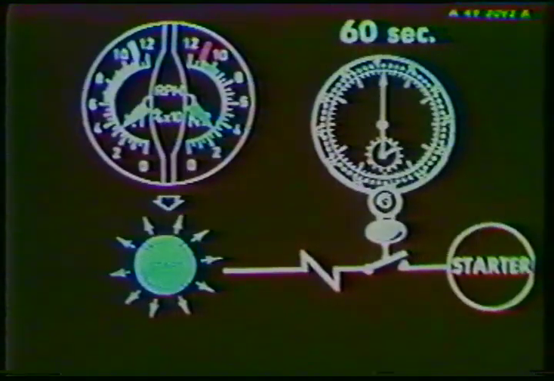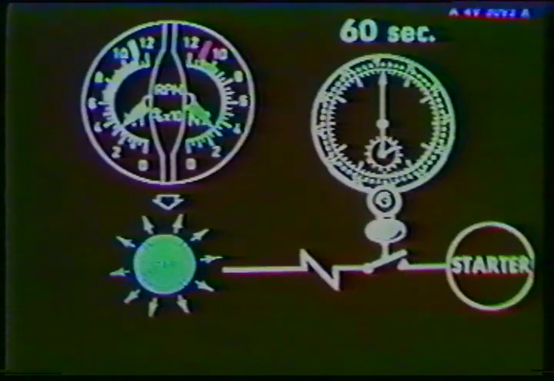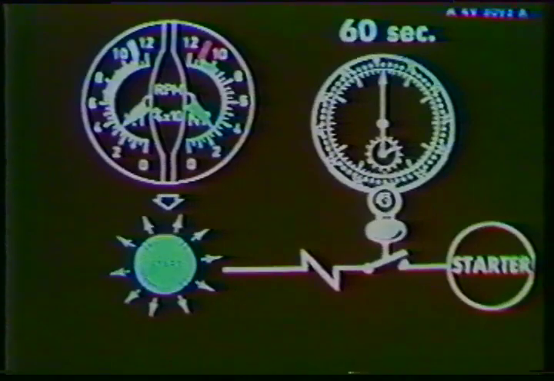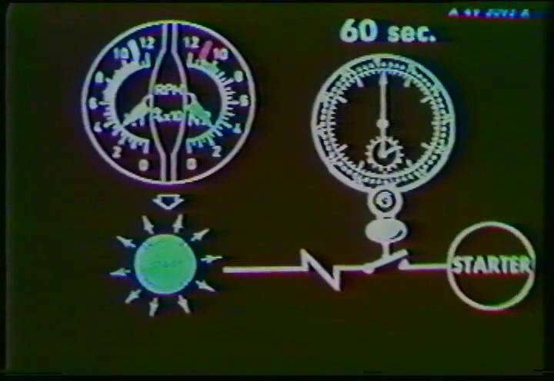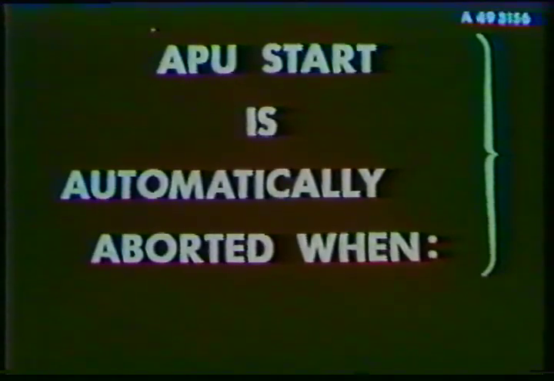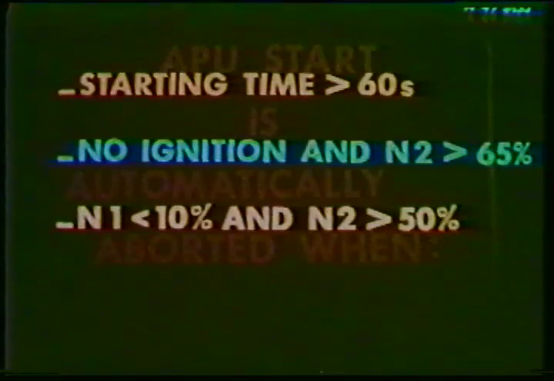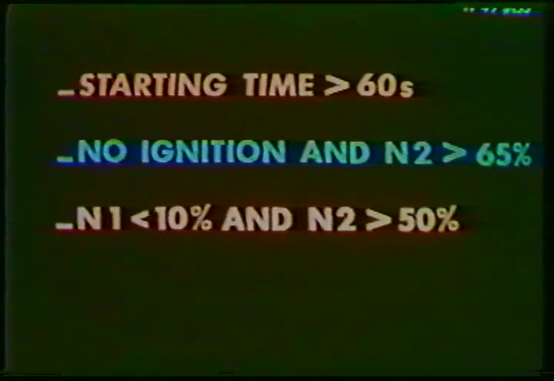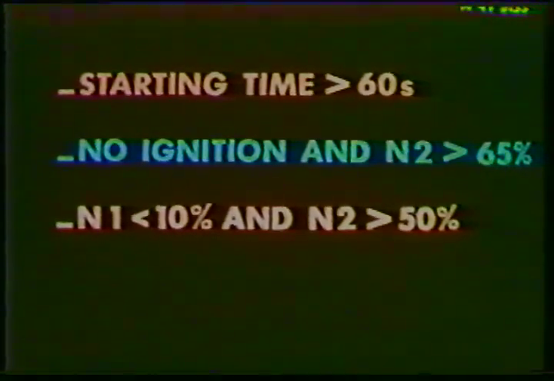Should the start push button remain illuminated more than 60 seconds because N2 is lower than 50%, the electrical supply to the starter will be automatically cut off. Again, the starting sequence is automatically aborted, not only if the starting time is more than 60 seconds, but also if there is no ignition and N2 is above 65%, or if N1 is below 10% while N2 is above 50%.